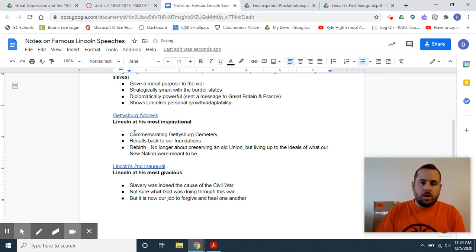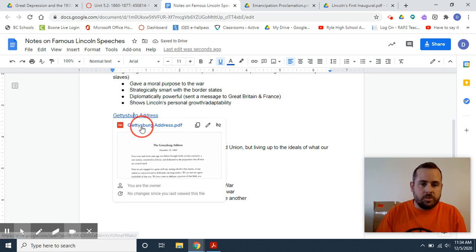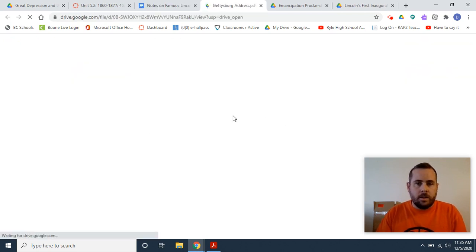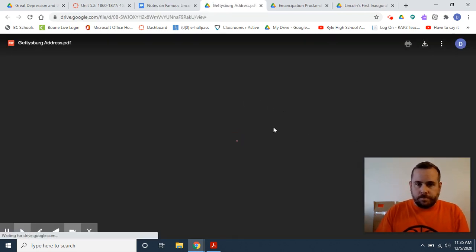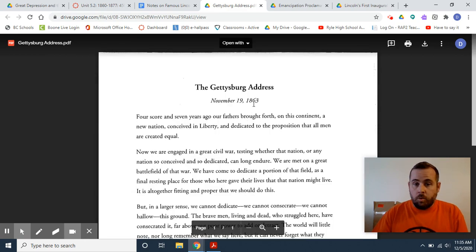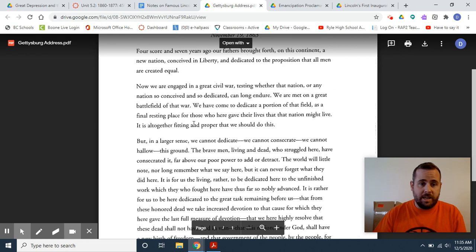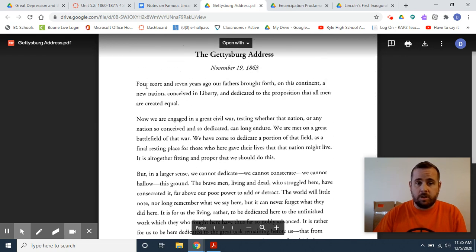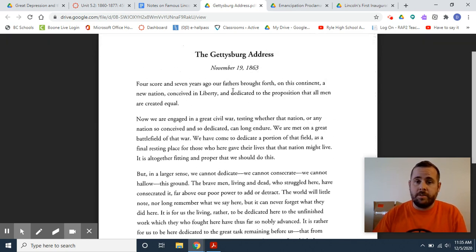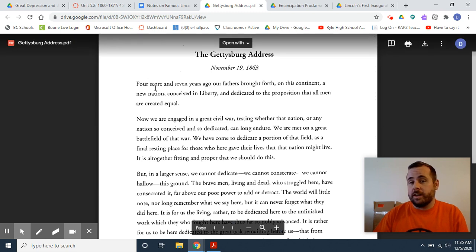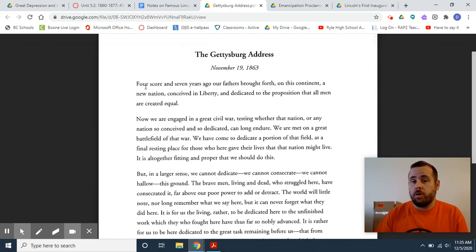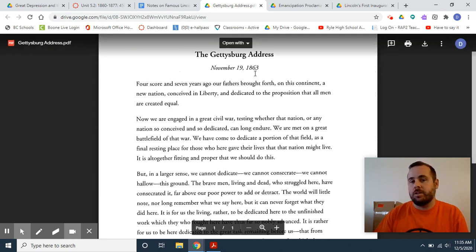So let's look at this. This is the Gettysburg Address. This is the whole thing. November 19th, 1863. It's just those three little paragraphs. It starts with the famous "Four score and seven years ago." A score is 20, so four score and seven is 87 years ago, and he's going back to the Declaration of Independence.